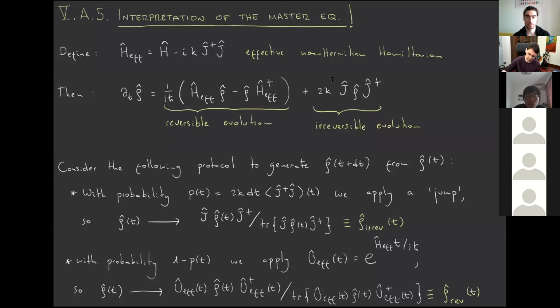But here, oh, sorry, I made one mistake. This is a time evolution operator, fine. But of course, the evolution that we apply is during a time dt. So please change this in your notes, if you are taking notes. This is the time evolution during time dt.